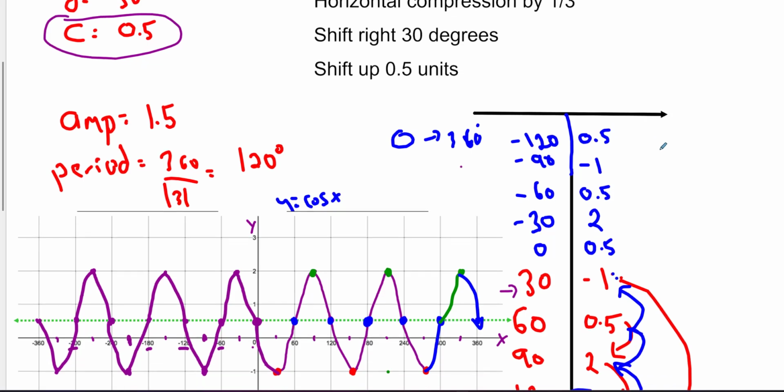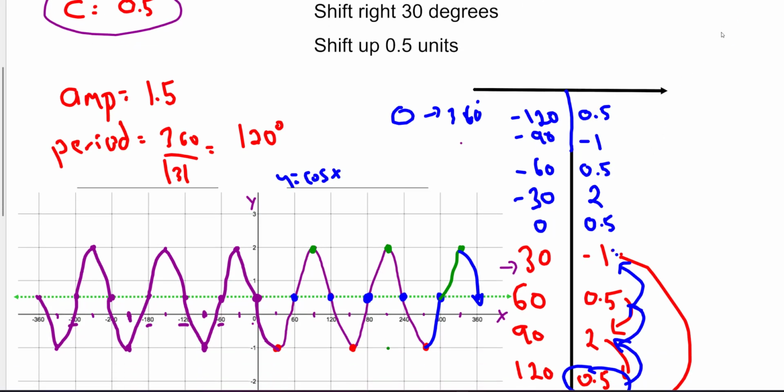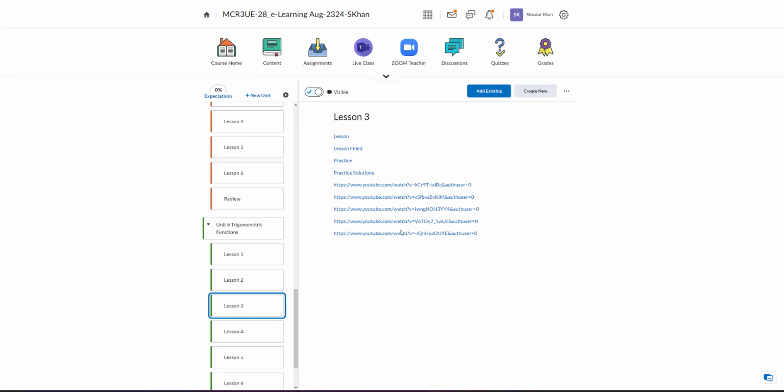All right, we only have 10 minutes left, and there's a lot of stuff to do. So I'm going to go straight to some word problems.